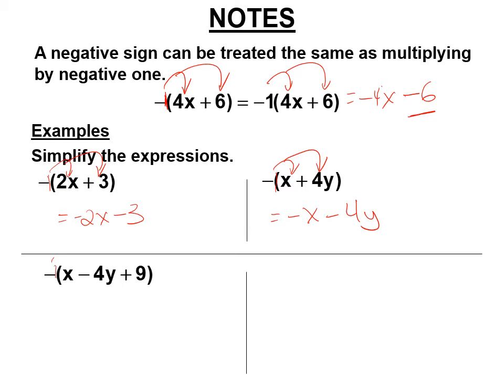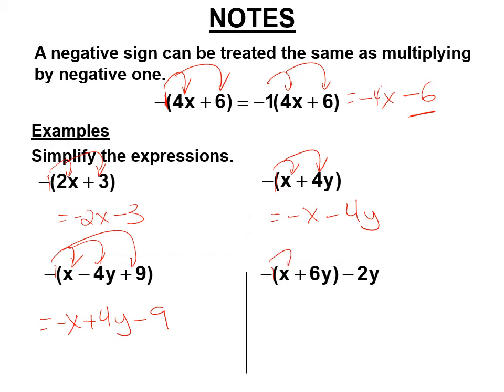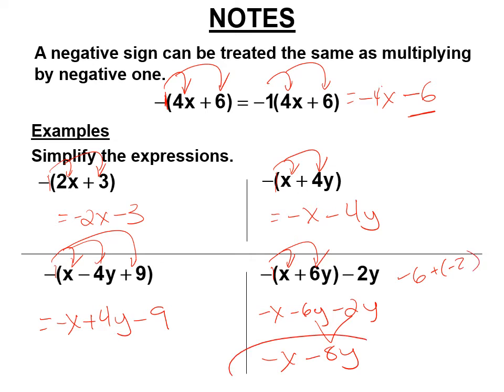All right, so here, right, everything's going to change sign. So x becomes the opposite of x. -4y becomes +4y. +9 becomes -9. That's what happens when you distribute a -1. Here you distribute the -1 into the things in the parentheses. And then you have to look for combining like terms. -6y minus 2y is -8y. -6 minus 2, same as -6 plus -2, -8.